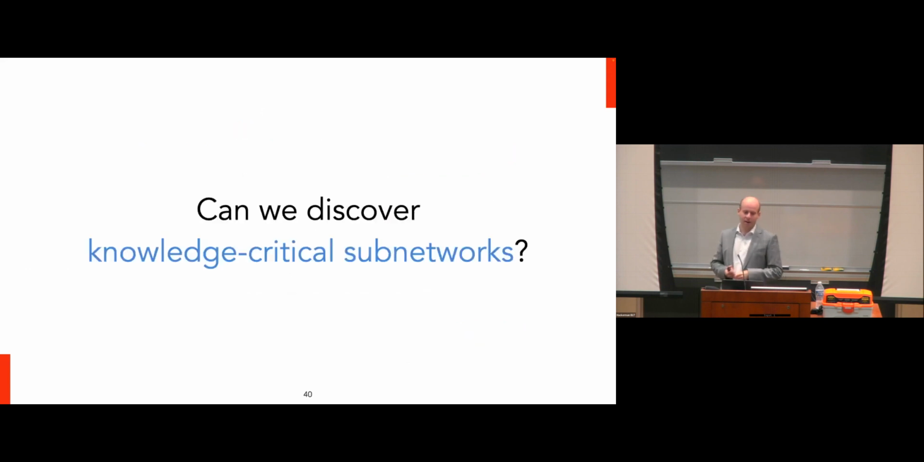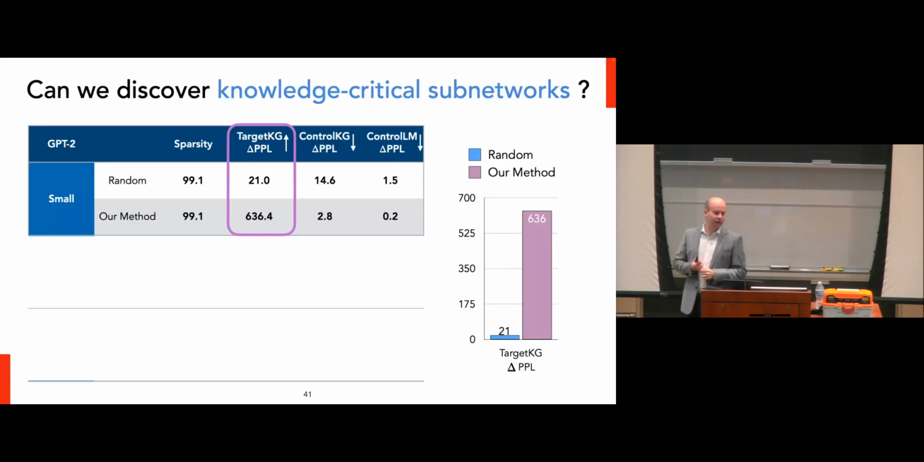So the first question that we asked ourselves is, can we actually discover these knowledge critical subnetworks? And the answer here is yes. So we ran this study on multiple GPT-2 size models. And when we look at the subnetworks that are discovered using our method versus subnetworks that are found by randomly masking at the same sparsity throughout the original model, what we find is that there's a drastic difference in perplexity between the remaining models on the target knowledge. So that delta perplexity is close to 600 on the target knowledge, while it's 21 if you use a random subnetwork that you remove instead at the same sparsity level.